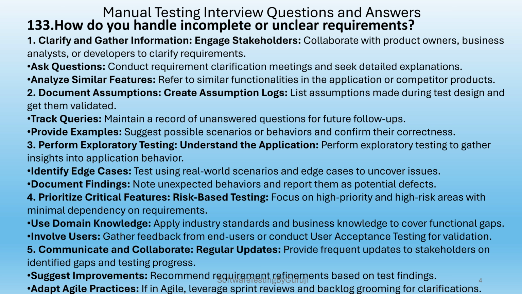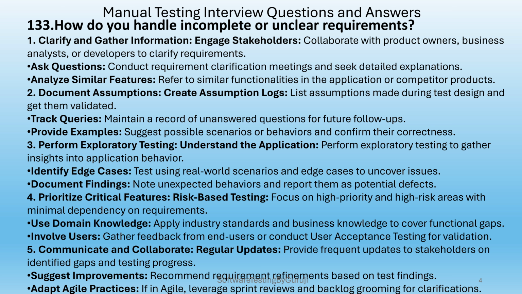Fourth, prioritize critical features. Risk-based testing: focus on high priority and high risk areas with minimal dependency on requirements. Use domain knowledge: apply industry standards and business knowledge to cover functional gaps. Involve end users: gather feedback from end users or conduct user acceptance testing for validation.